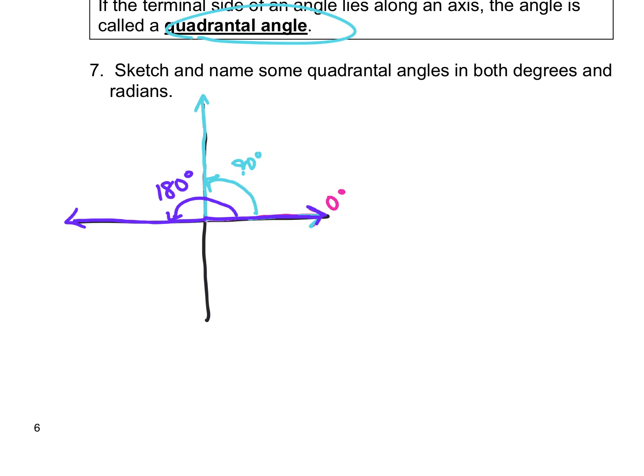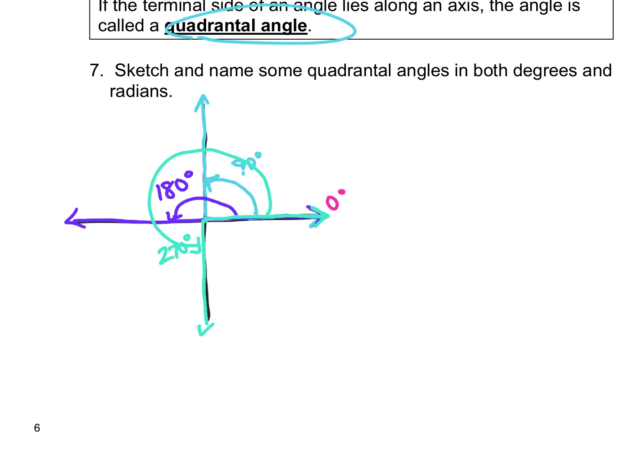270. They all start in the same spot, if we're not picking that up yet. Here is the initial side. Here is the terminal side. We would show our rotation the whole way around, 270. And then we have one final one. What's our final one? 360.